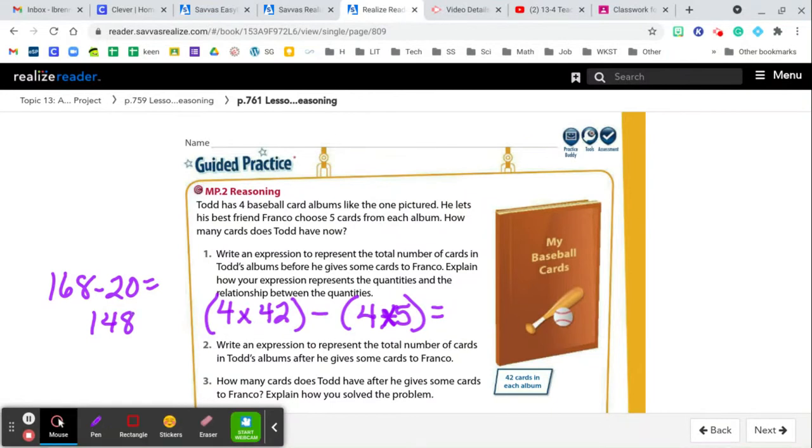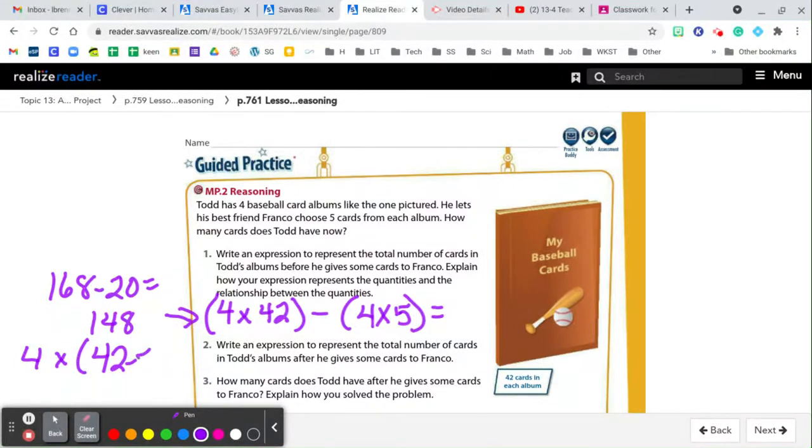And let me make that a little bit better here. I don't know why I put minus there. That's better. Times. Write an expression to represent the total number of cards in Todd's album after he gives some cards to Franco. So we can use this one. We can also say 4 times 42 minus 5.